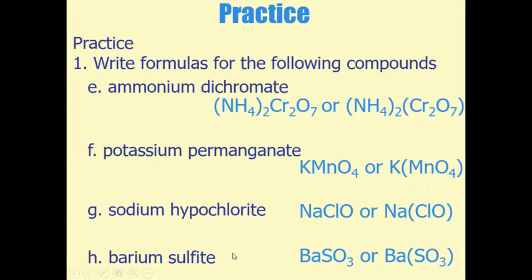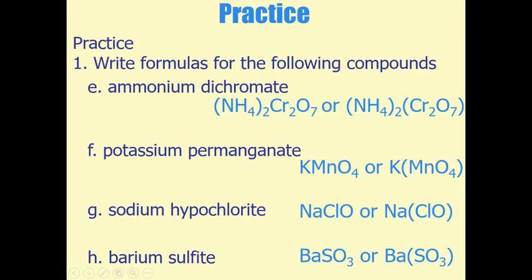Okay, here are your answers. Ammonium dichromate. We did that one earlier. Potassium permanganate. Permanganate has a charge of -1. Potassium has a charge of +1. So you get KMnO4. Sodium hypochlorite. Sodium is a +1. ClO is a -1. So you get this formula. Remember, ite and ate means polyatomic. Barium sulfite. Barium's got a charge of +2. Sulfite's got a charge of -2. Those charges are already balanced, so you need one of each. And that's it.